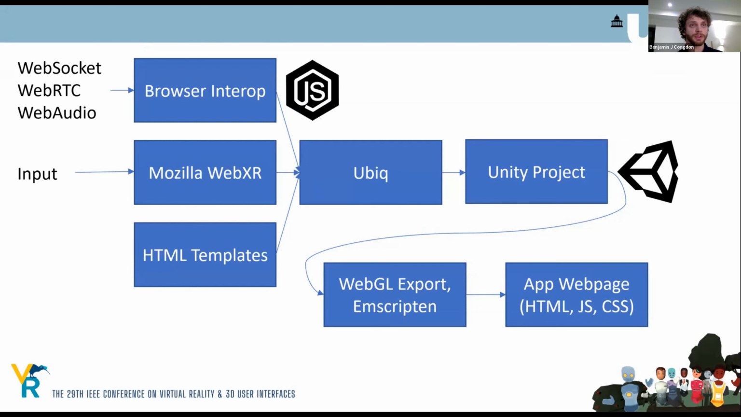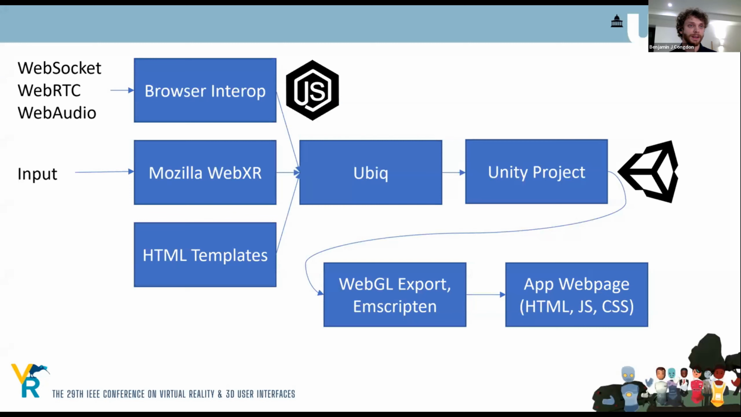So this is the build structure for our WebXR support. Input is provided by the Mozilla WebXR plugin for Unity. We provide our own HTML templates and interop code to link the Unity app with the browser in a way that's largely transparent to the developer. So building a web or desktop app with Ubik can be done with the same project and the same code.